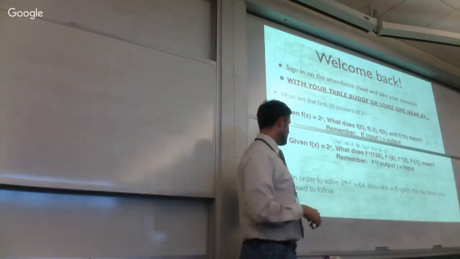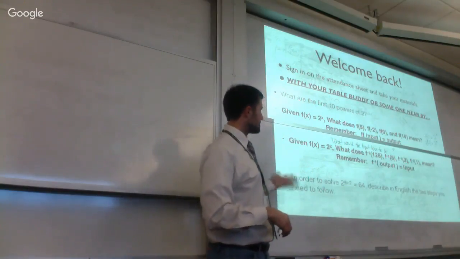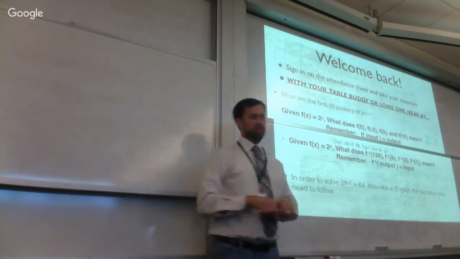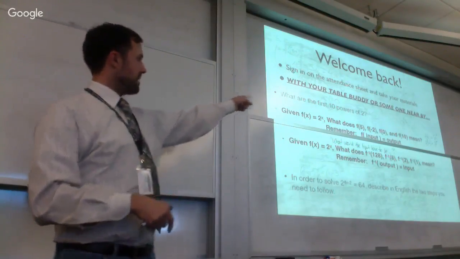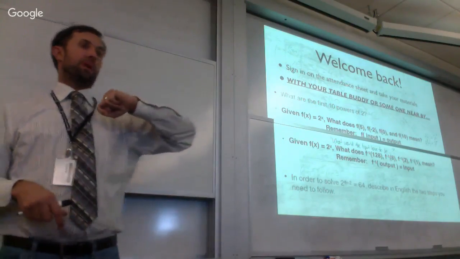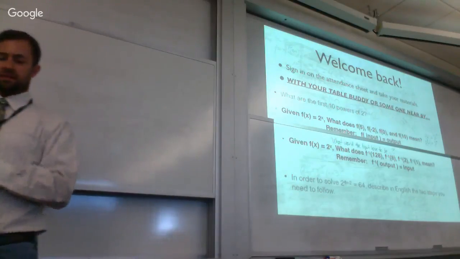And then last, in order to solve 2 to the 4x minus 2 equals 64, describe in English the 2 steps you'd have to follow. So don't do this on your own. Go ahead and turn to your neighbor and have a conversation about what those things equal and why. So everybody go ahead. You have 3 minutes.